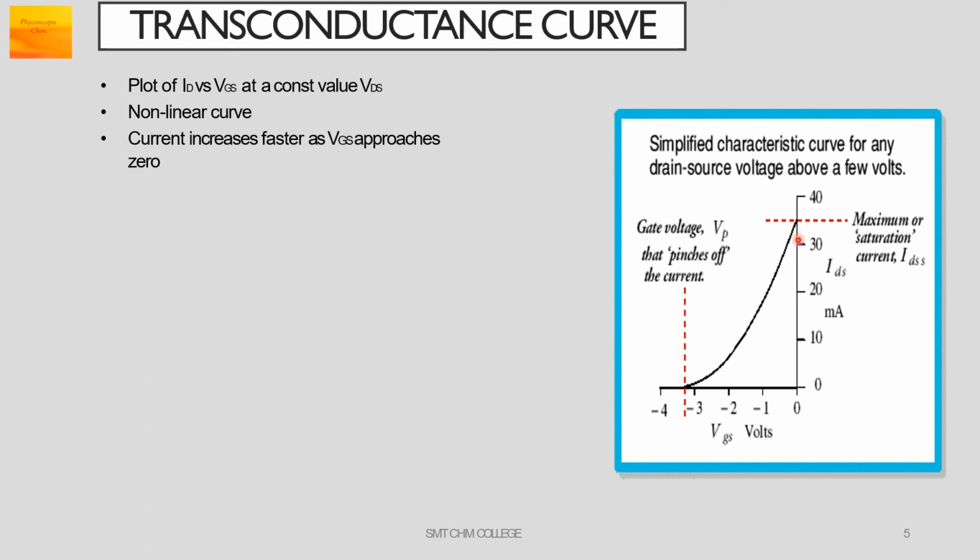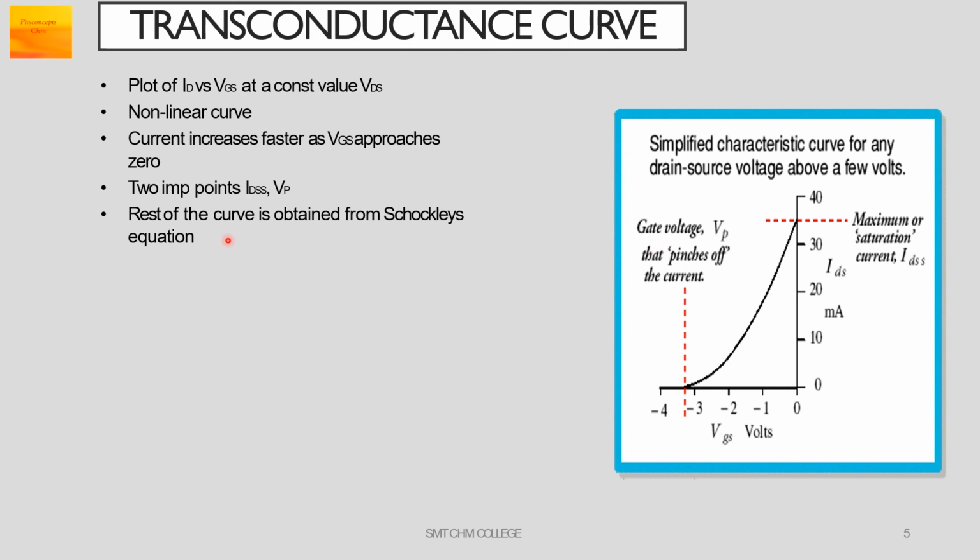So here you can see the current is high here. You can see that the current is increasing and it becomes maximum at VGS equal to 0. So there are two important points to look at here, that is IDSS and VP. This is IDSS and this point we can call VP.